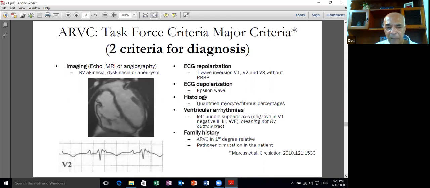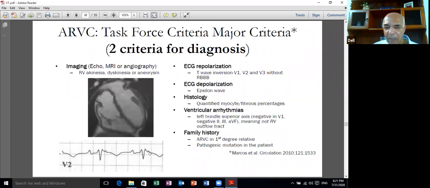ECG might reveal the epsilon wave, which is the delayed depolarization. You see it here in the left lower quadrant. You get the delayed depolarization of the right ventricular outflow tract, and you get ventricular arrhythmias. Since it's from the right ventricular outflow tract, it has a left bundle branch block morphology. If it is of superior axis, this is a major criteria. If it's left bundle branch block with inferior axis, it's a minor criteria.